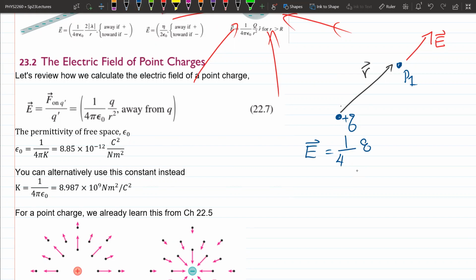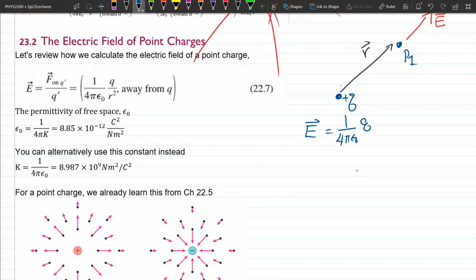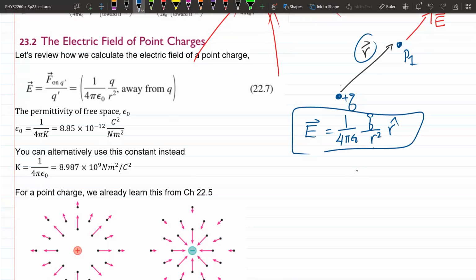And whenever you see 1/4 pi epsilon naught, you can replace it with K. You don't have to punch all that stuff into your calculator. But we're going to see why this 1/4 pi epsilon naught is actually an easier value to work with in the future. Okay, divided by the distance squared, whatever the magnitude of this is, in the r hat direction. So that's how you calculate the electric field from a single point charge.